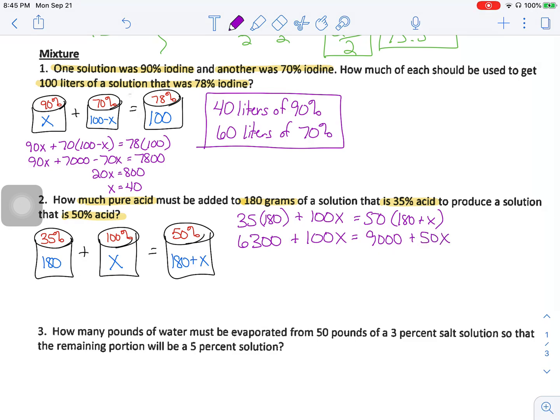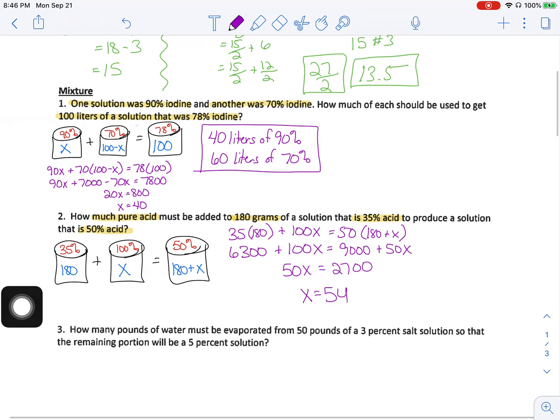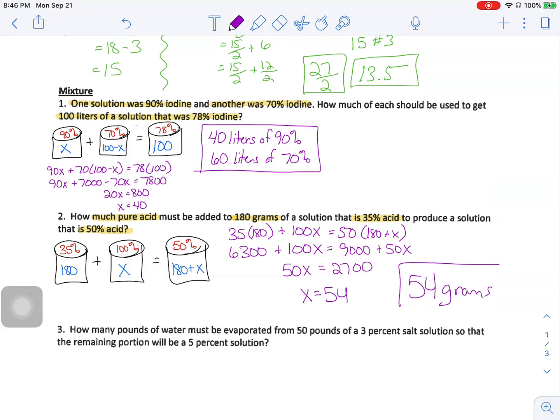All right, we do two things at once. I'm going to move the 50x over, so 100x minus 50x is 50x, and 9,000 minus 6,300 is 2,700. Divide both sides by 50. I get x is equal to 54. So how much pure acid? Well, x represented how much. So this is going to tell me that I need 54 grams of pure acid.